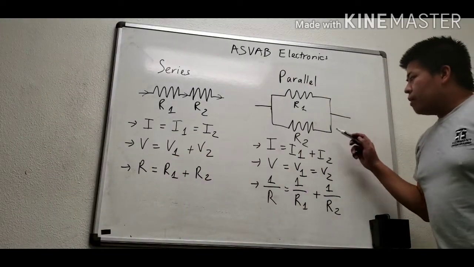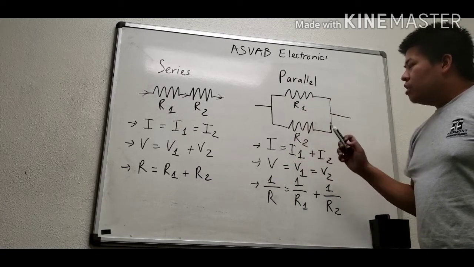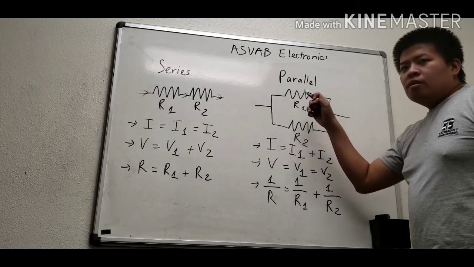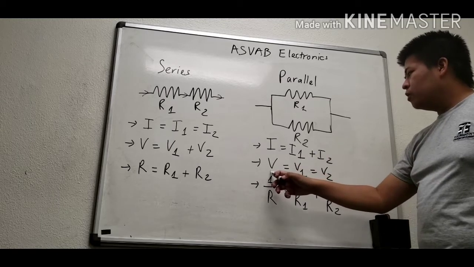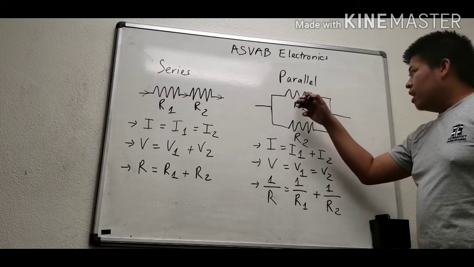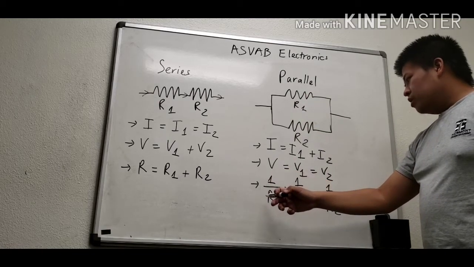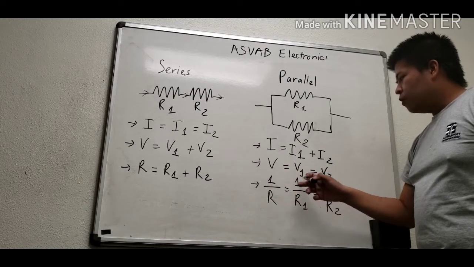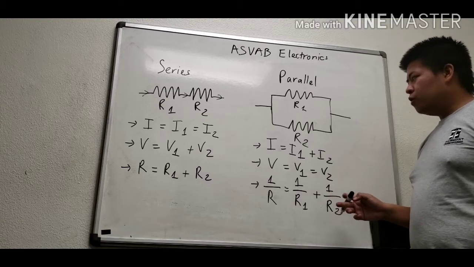The next one is I, the ampere, which is the current. In parallel, the current is I1 plus I2, and the voltages V1 and V2 are the same. For the resistance, we have 1 divided by R equals 1 divided by R1 plus 1 divided by R2.